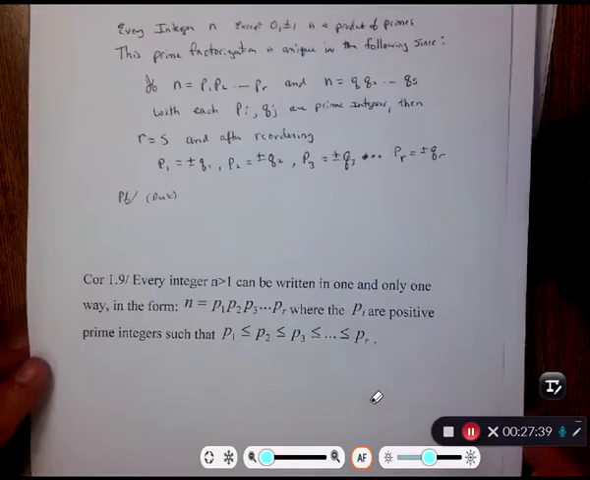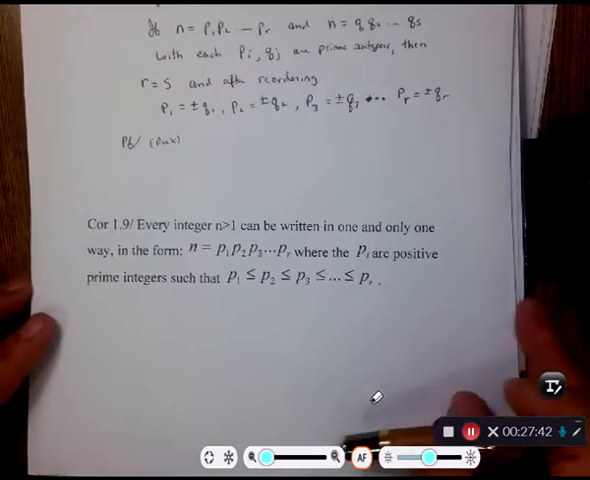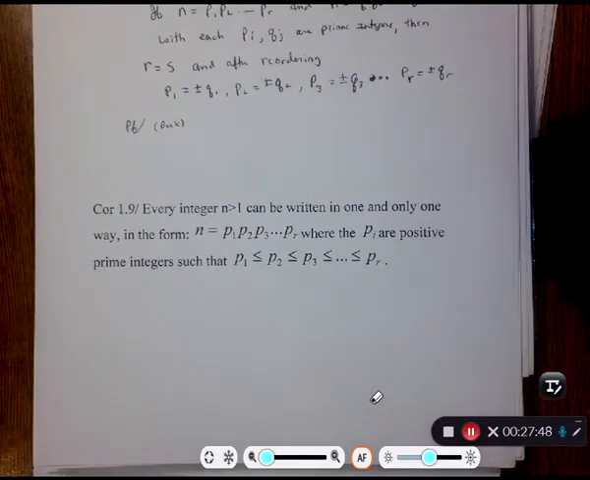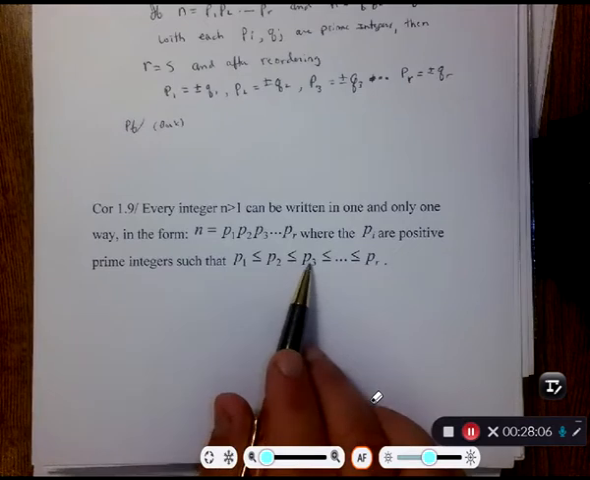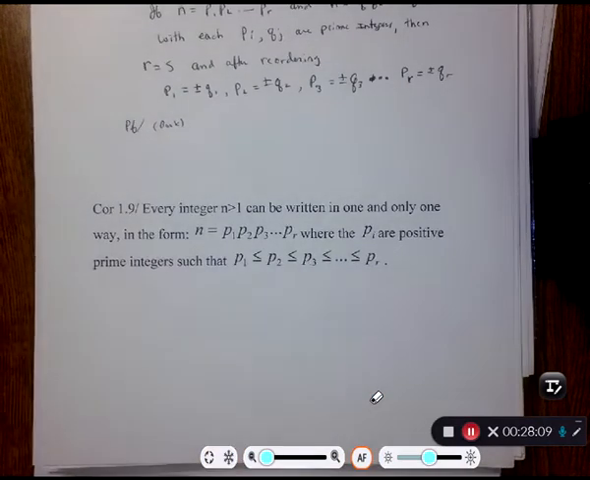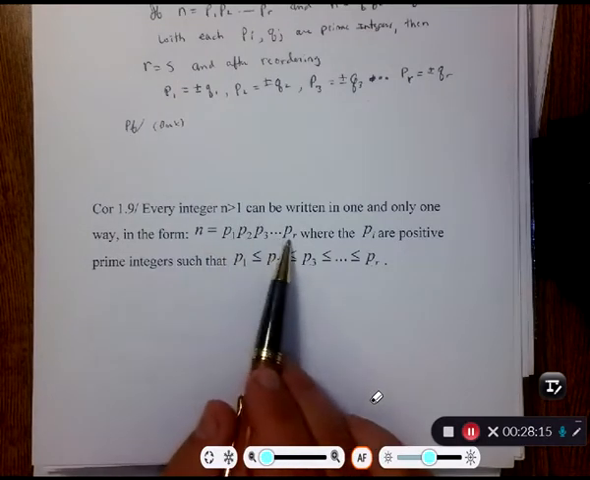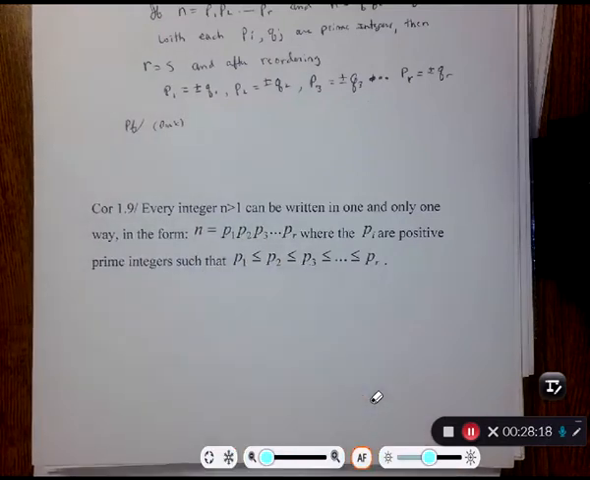So in connection with that, we have our Corollary 1.9. Every integer n greater than 1 can be written in one and only one way in the form n equals P1, P2, P3, dot, dot, dot, PR, where the Pi's are positive prime integers, such that P1 is less or equal to P2, which is less or equal to P3, dot, dot, dot, less or equal to PR. That unique order is the smallest prime, and then the next smallest all the way up. And when you write it like that, this representation is going to be unique. That's what Corollary 1.9 is saying.